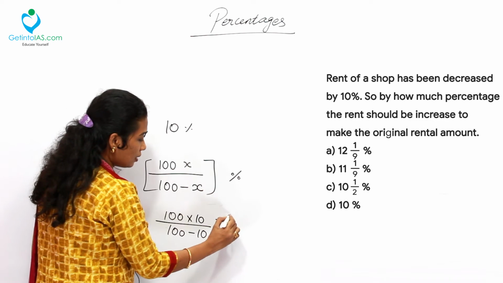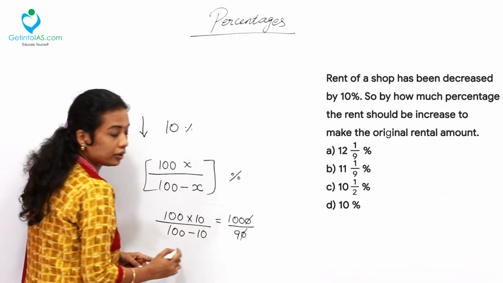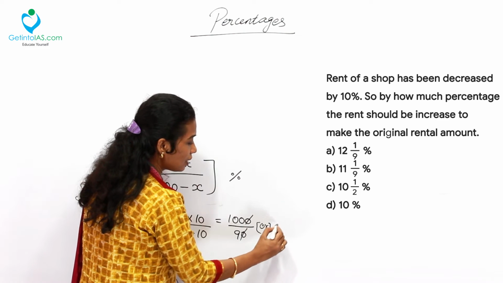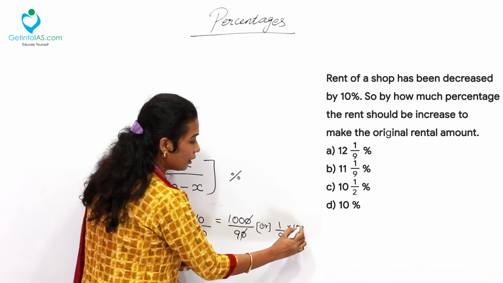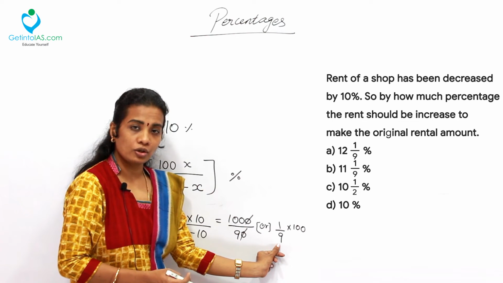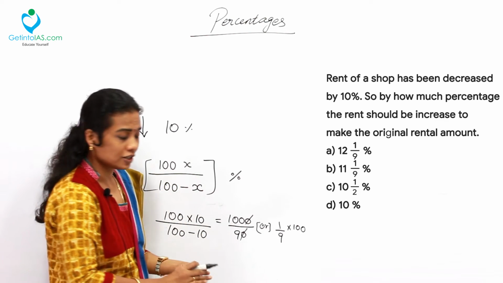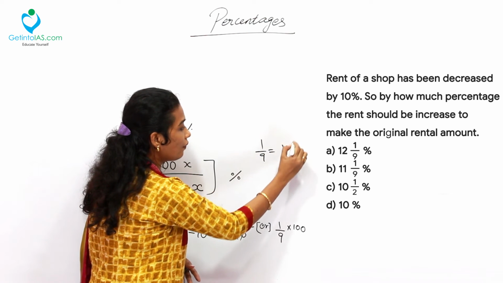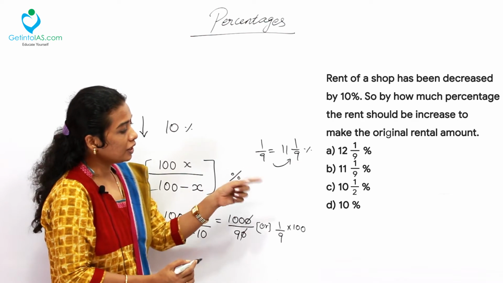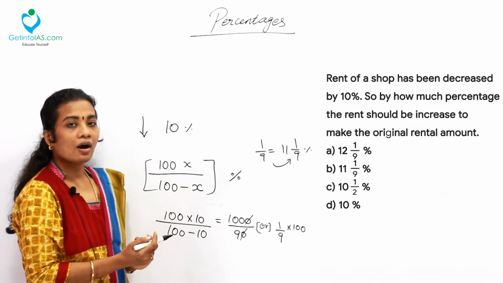So finally my answer is 1000 divided by 90. The 0s cancel. 100 divided by 9, or you can take this as 1 by 9 into 100. Already in the previous videos we have learned the trick for that. What is 1 by 9 actually? 1 by 9 is equal to 11 1 by 9%, right? Can you recall it? So 1 by 9 is equal to 11 1 by 9%. This is the equivalent percentage value for this. So simply can you answer for this or not? Yes. Option B, 11 1 by 9% is the answer.